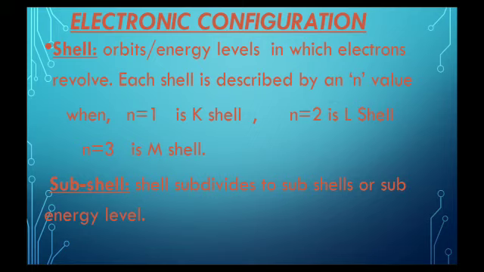The N value is used to show the number of the shell. So if N is 1, then it will be the K shell. If N is 2, it is the L shell. If N is 3, it will be the M shell, and so on.